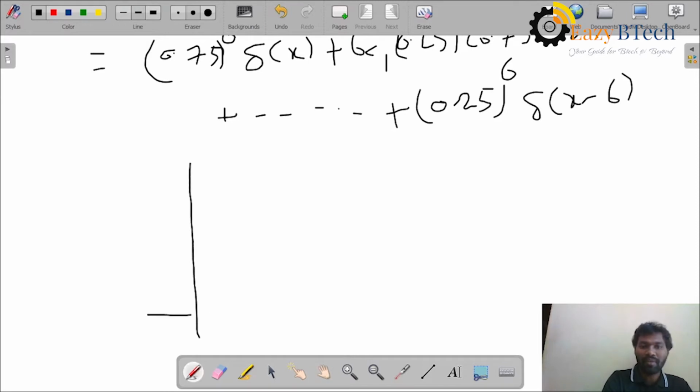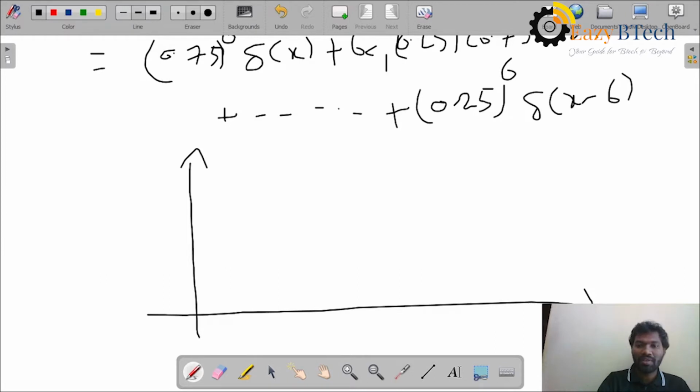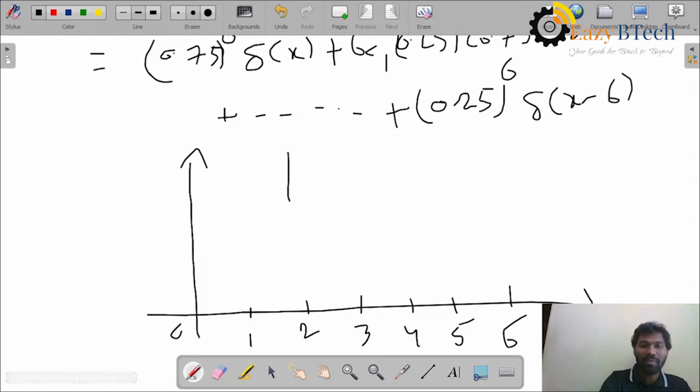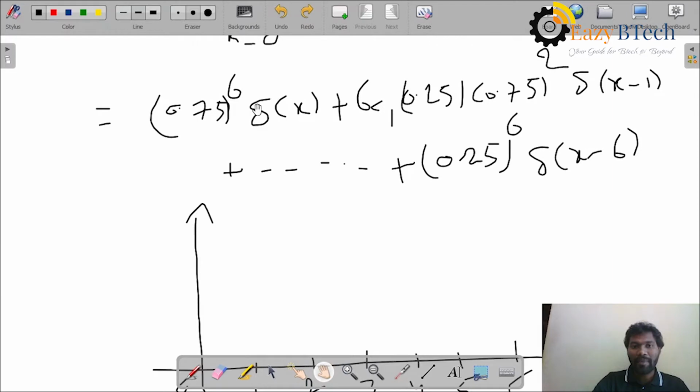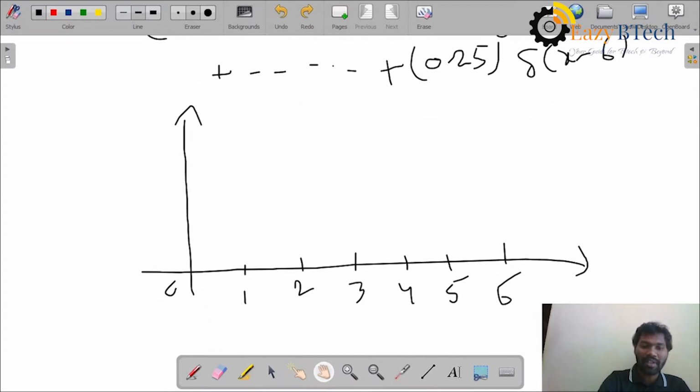The plotting of the impulse function and the density function is very important. So here you have a value at 0, 1, 2, 3, 4, 5, 6, and all of these are impulse functions. That means you are getting impulses at x equal to 0, 1, 2, 3, 4, 5, 6. That means your density function is like this.